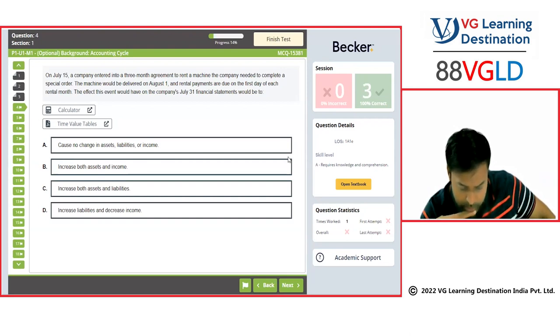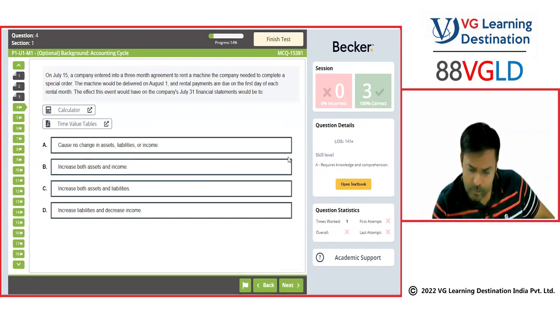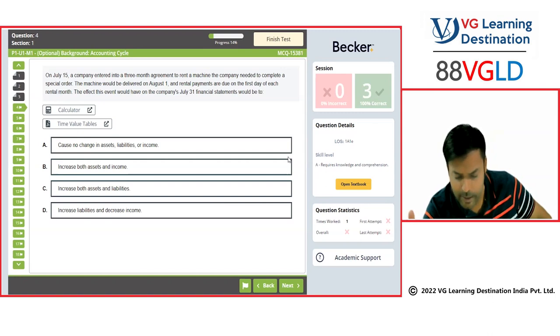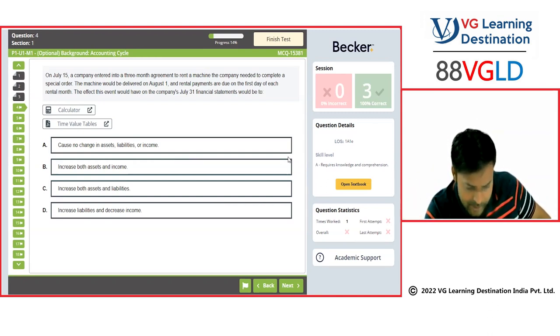So you are saying it is going to increase the liability, decrease the income. Why is it going to increase the liability, guys? First of all, why decrease the income? Let's say D in that case. Are you paying on 15th of July? Have you made the payment, guys? No. You have not made the payment on 31st July, so you will not decrease the income. So D is not the answer, because no payment change is going to happen. Nothing is happening on the 31st July. No change in the assets, liability, or the income. Correct? Should be it.